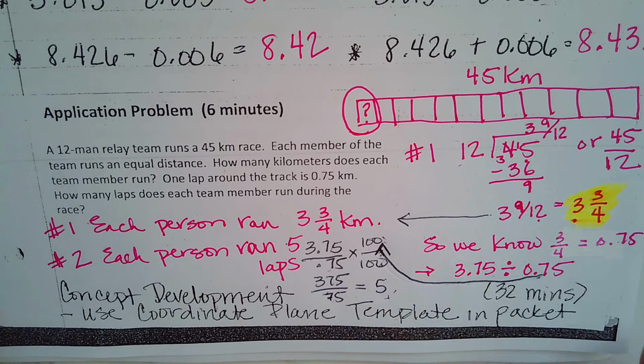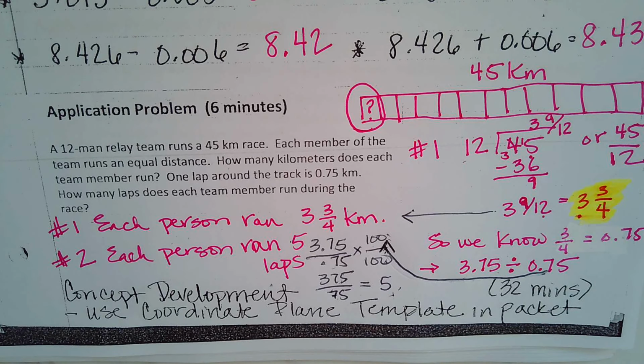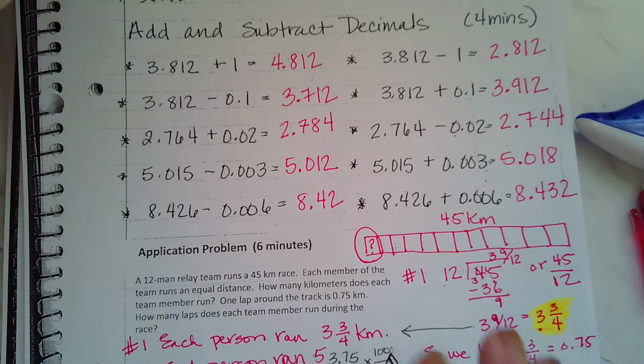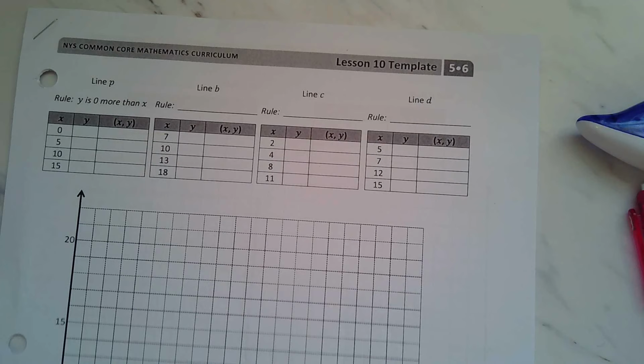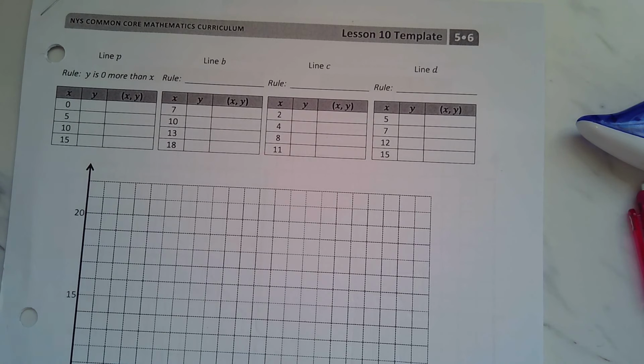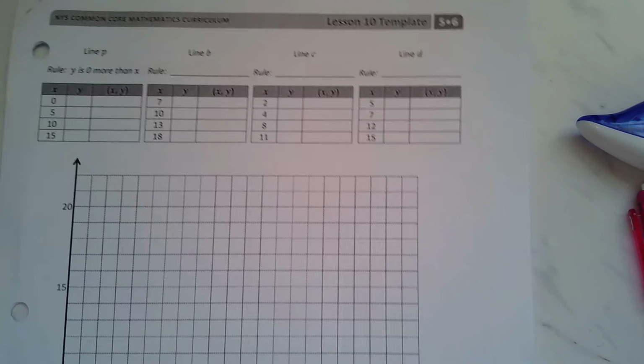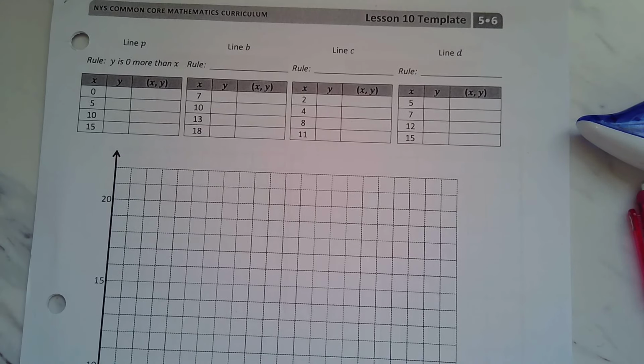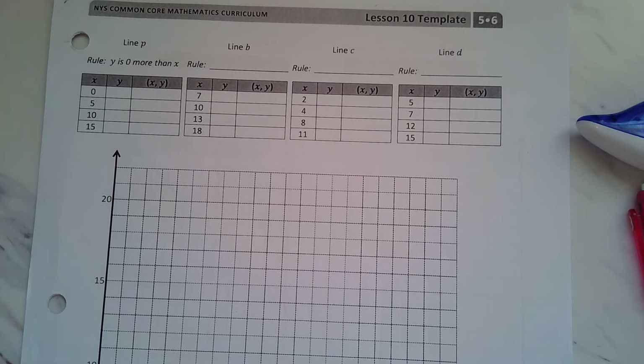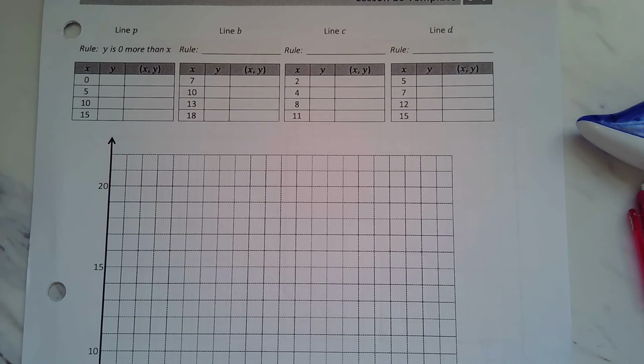All right, this is the end of our fluency for Module 6, Lesson 10. We're going to come back and do the concept development. When you come back, you need to have your Lesson 10 template, and it looks like this. It should be the front page of your problem set packet. So get that out and come on back for the next part of the video.